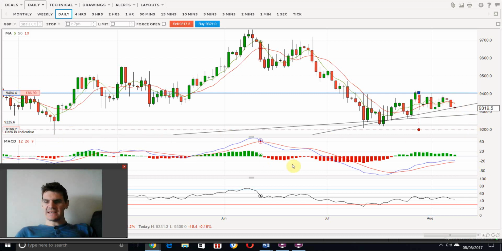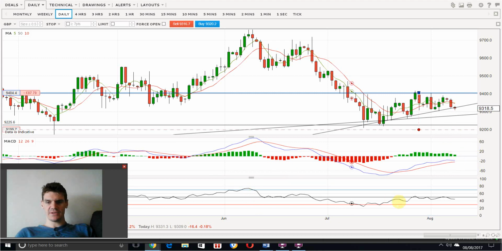Then on the MACD, it looks like the two lines there are just about to touch. If they cross and start heading south, we'll see a little bit of a price decrease. Also, the green bars at the top are now heading back down towards that mid-level. And if they start to go below that mid-level and we start seeing some red bars forming, then we will also see a price decrease.